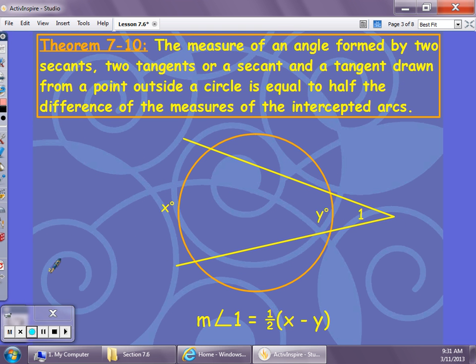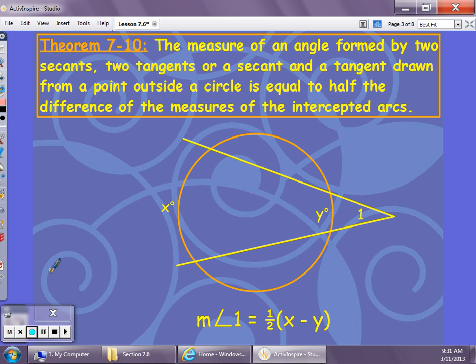Theorem 7-10 deals with angles that are created outside the circle. So this theorem states the measure of an angle formed by two secants, two tangents, or a secant and a tangent drawn from a point outside a circle is equal to half the difference of the measures of the intercepted arcs. So for the next three slides, I went ahead and gave you an example of each.